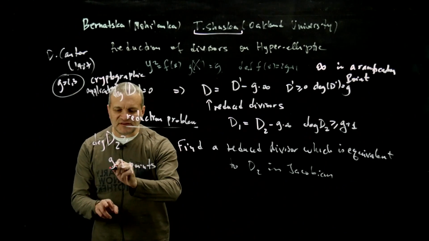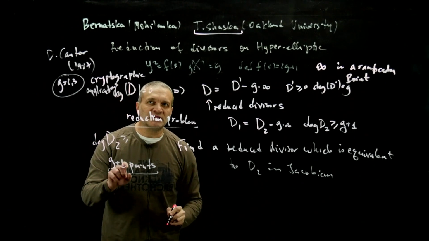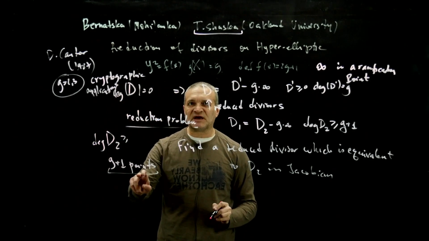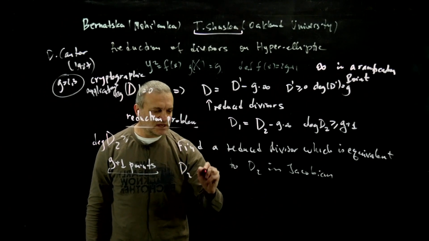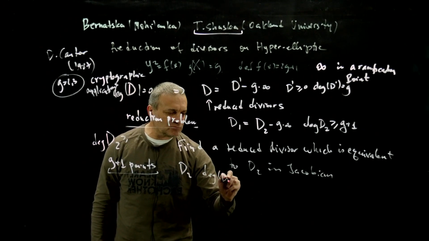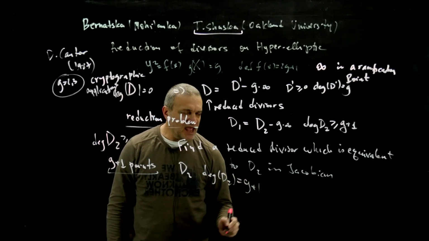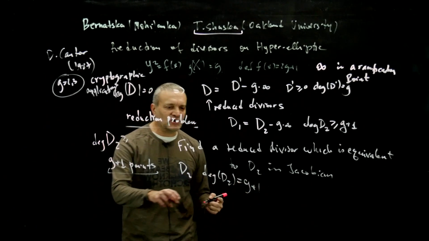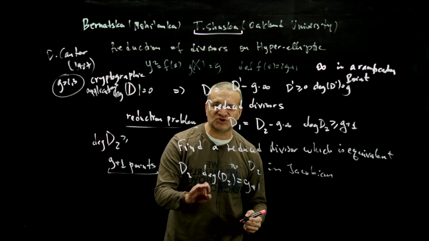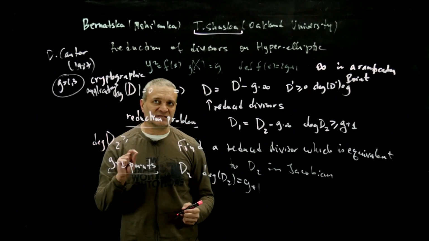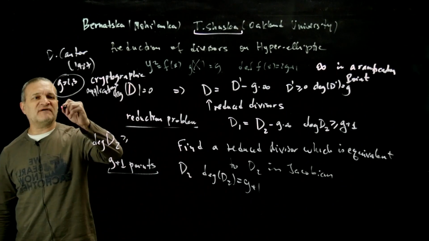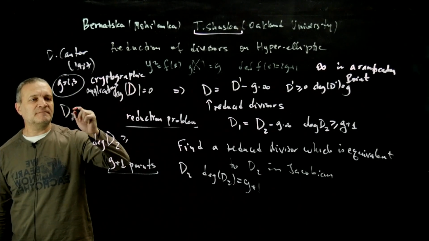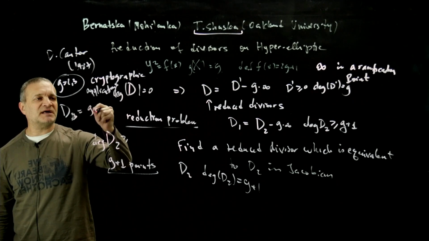Let's say that you solve the problem for g plus 1 points. Now, I observe that if you solve the problem for g plus 1 points, so if you have D2 such that the degree of D2 equals g plus 1, and you know how to do it for this degree g plus 1, I claim that you're done. Why are you done? Because let's say that you have D2, D3, which has, let's say, g plus 4 points.